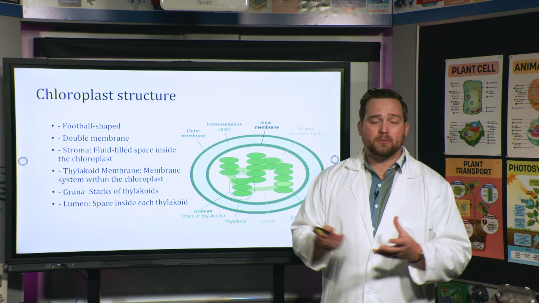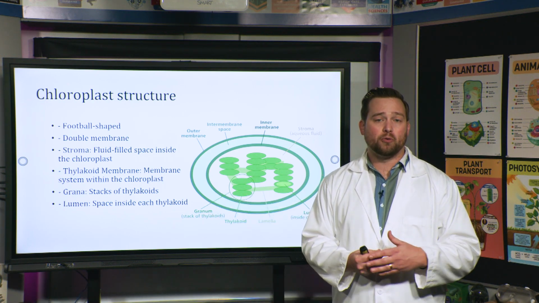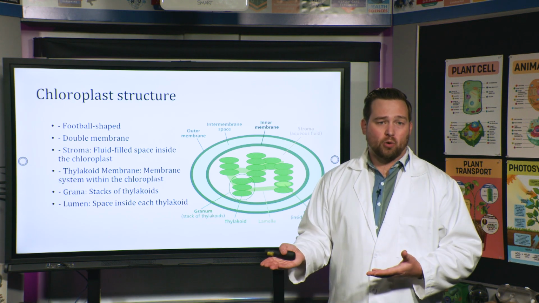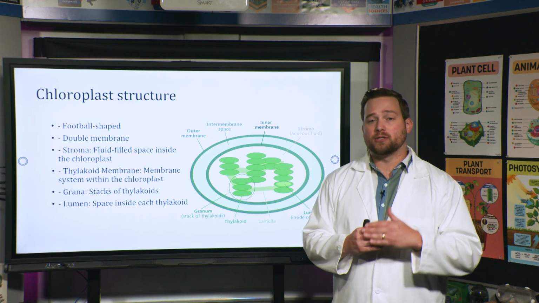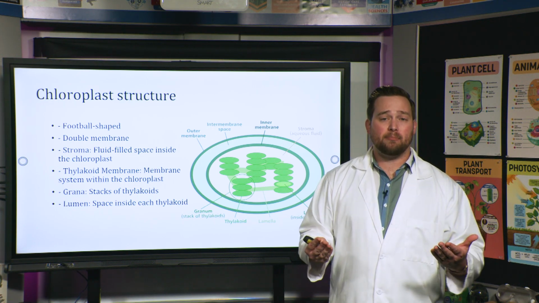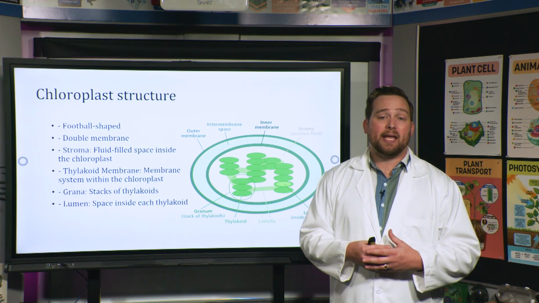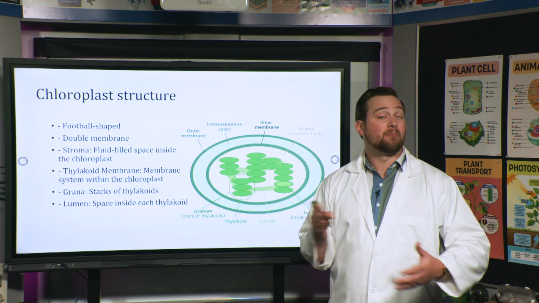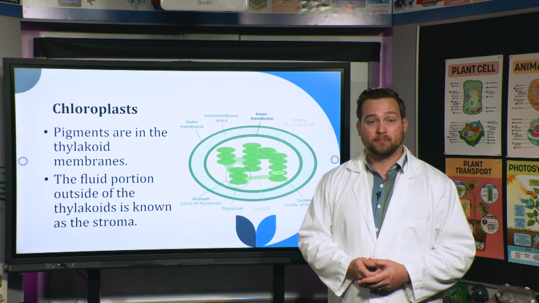Inside the inner membrane are these little ovals. These little ovals are called thylakoids. This is where the chlorophyll can be found. And then if you stack a couple of those thylakoids on top of each other, that's called a granum. Inside each thylakoid is an open area called the lumen, and inside the lumen is where you'll find the chlorophyll, which, again, there can be a couple different types, but mostly chlorophyll A, which is the green one.